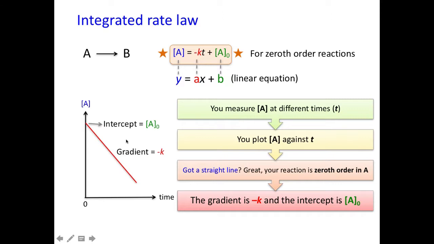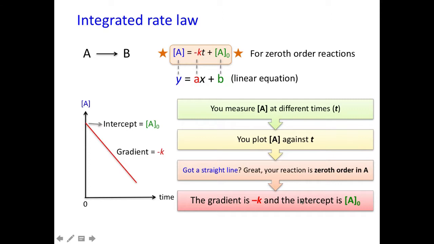When you make a linear fit, if you plot this in Excel, you can get the slope a and the intercept b. And now you see that the slope or gradient is minus k. So you should get a negative slope, but the negative slope is equal to minus k, so that you get a positive rate constant k. And the intercept is A0, as shown here. The rate constant is then positive, and the intercept is also positive.